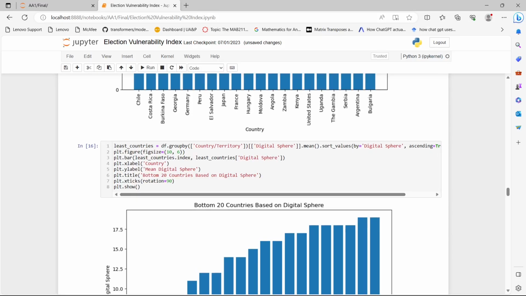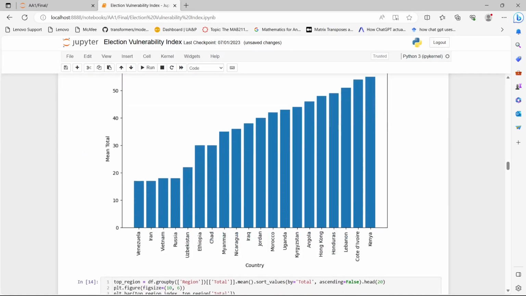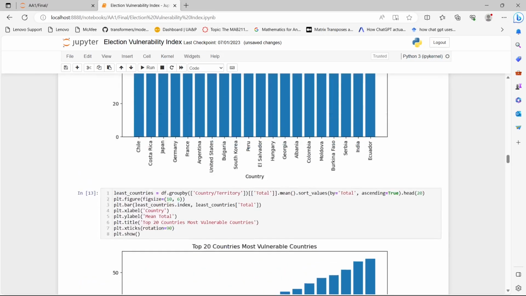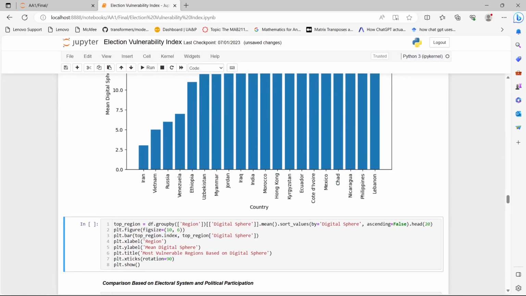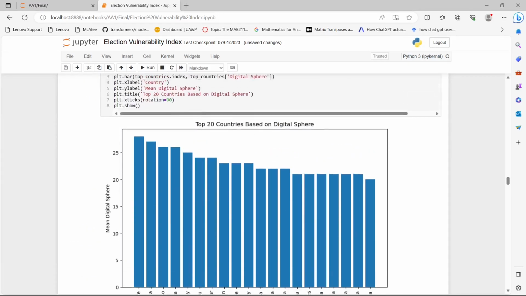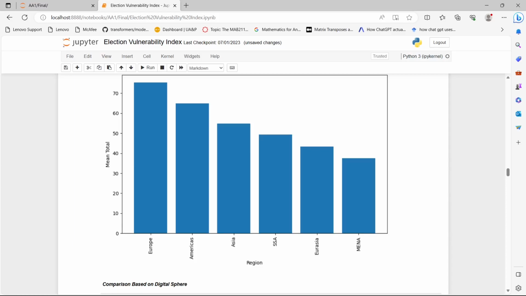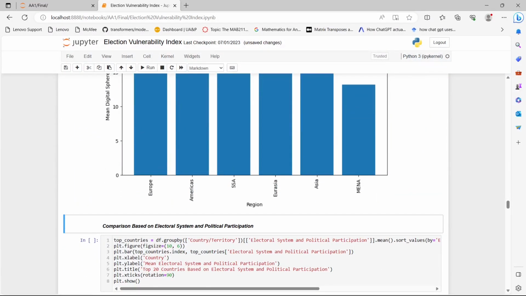What about here? Let's go back. Okay, Iran is giving more consistency. It's good to know that we have some consistency in our analysis. What about this one, would the result also be consistent with this part? Okay, MENA is still the same. Europe is still the least vulnerable.